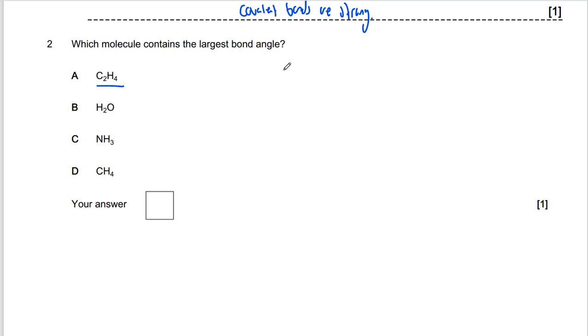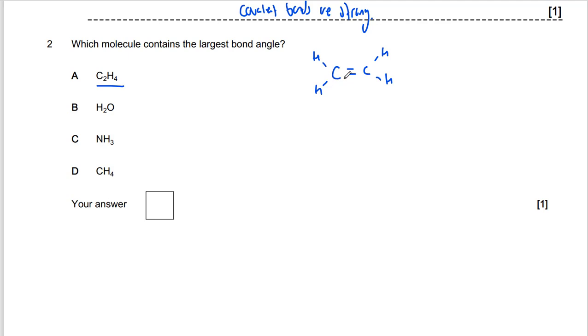So C2H4, I'll do first. I'll put this one in blue. C2H4, hopefully you'll realize, is ethene. Now ethene, when we talk about the bond angle, we're only going to talk about the H to C bond angle. That's the only angle there really is. You can talk about the HCH bond angle, it's the same thing.